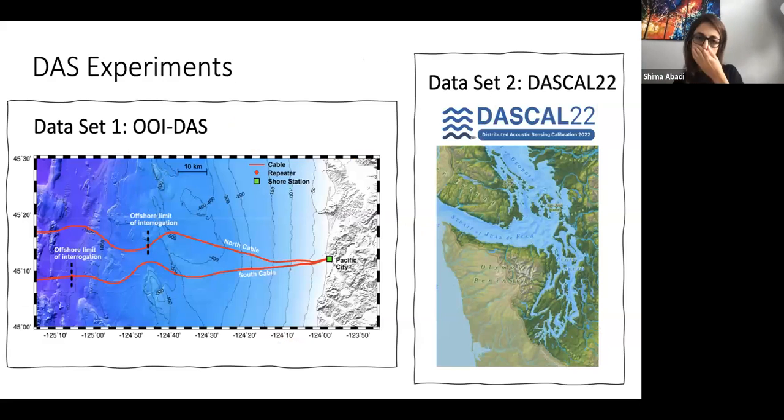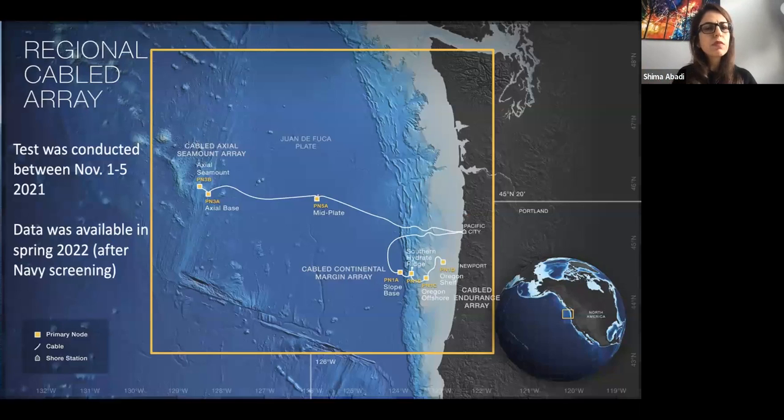So in this presentation, I'm going to talk about two data sets. The first data set is OOI DAS. Some of you might be familiar with that. And then the second data set is the DASCAL data set, which was collected from Puget Sound. So I'm going to talk about each one of them and how I use that data separately. So first, the OOI DAS experiment.